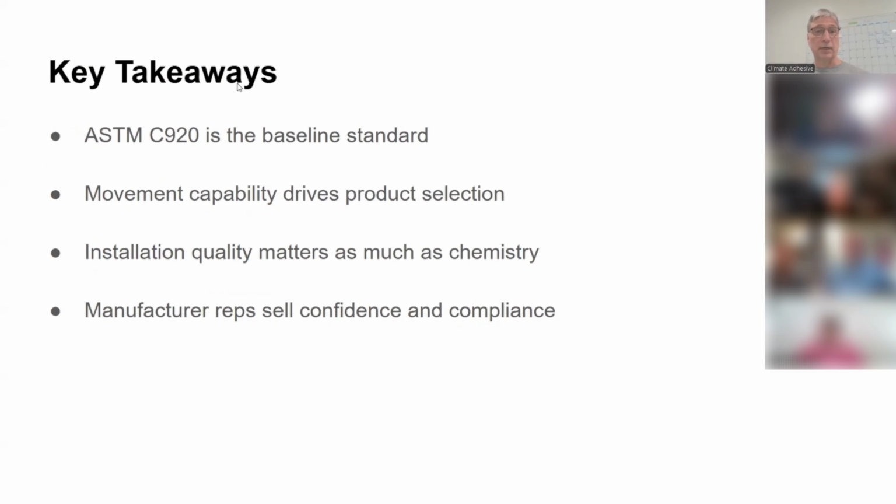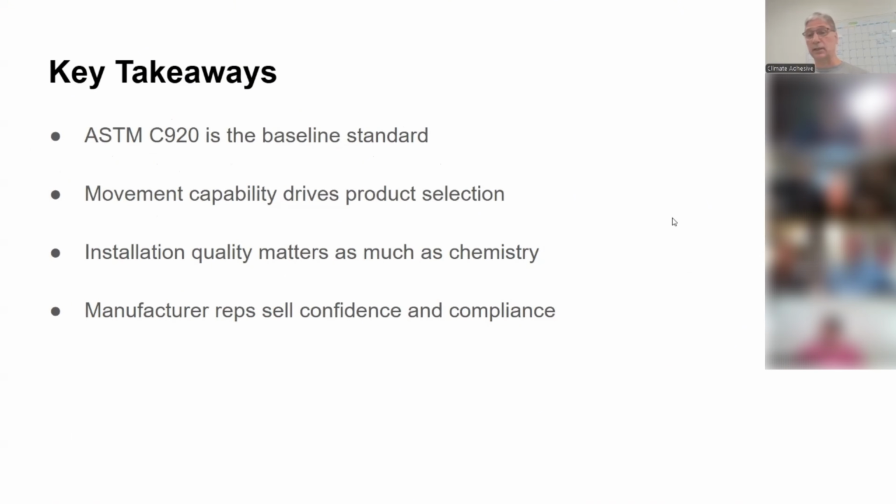So some key takeaways: ASTM C920 is the baseline standard. This tells us a lot of what we need to know about any given joint sealant. So if you're looking at another product, say a Sika product or something like that, this is probably the first thing you want to look at on their data sheet, ASTM C920. It's going to tell you a lot of what you want to know.